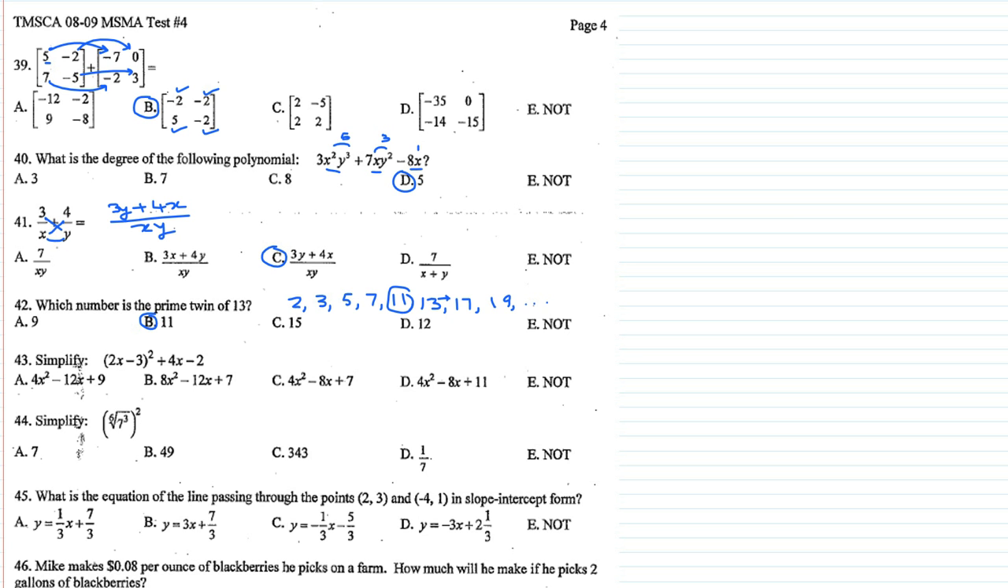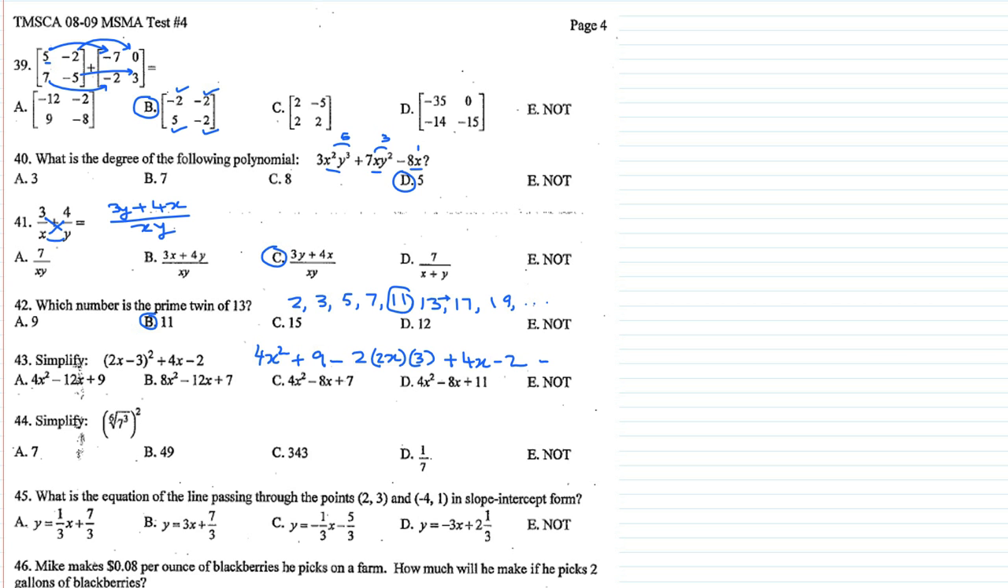Question 43. Simplify the expression (2x minus 3) whole square plus 4x minus 2. So (2x minus 3) whole square is 4x square plus 9 minus 2 times 2x times 3. And then we simply write 4x and then minus 2.